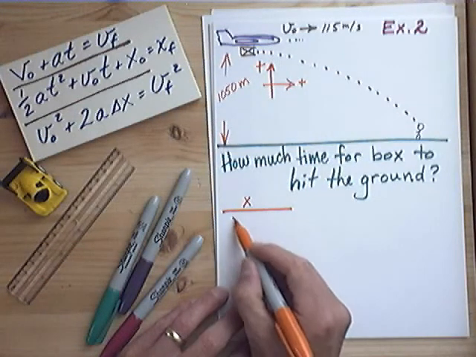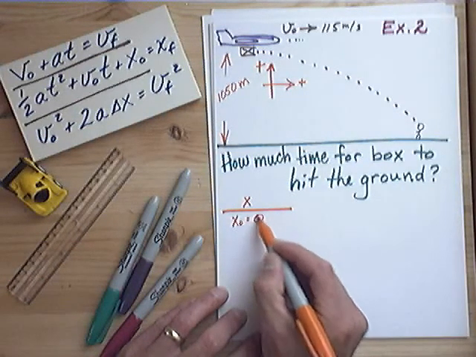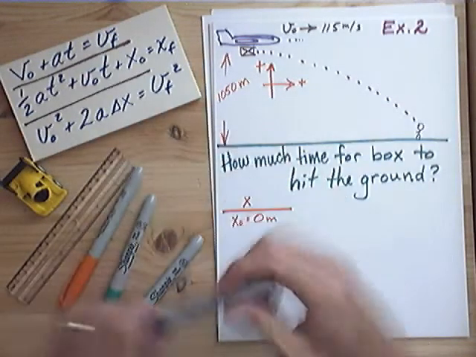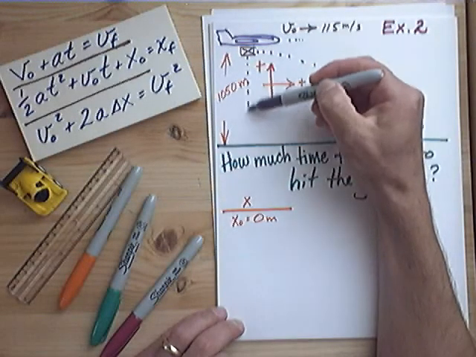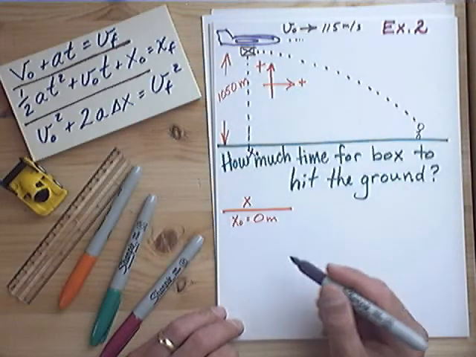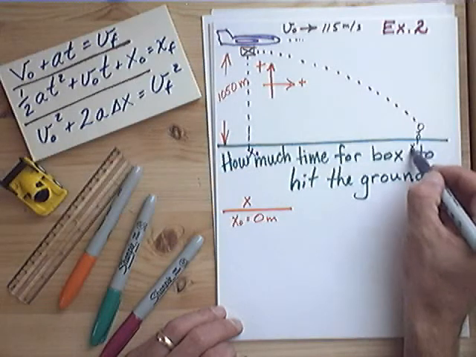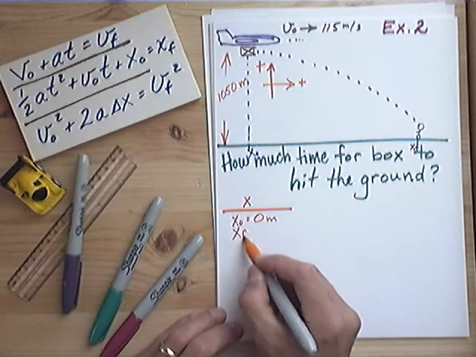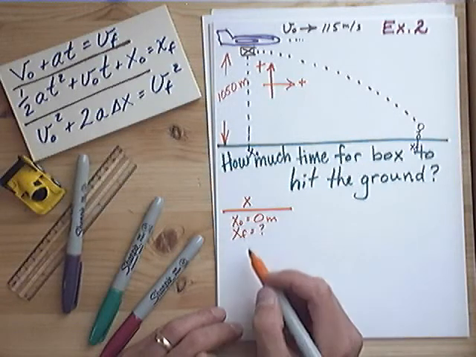So, in the x direction, I'm going to start at position 0. I get to call it that. So, here is x position initial. This is where I'm going to end up. X final, I don't know where it is.